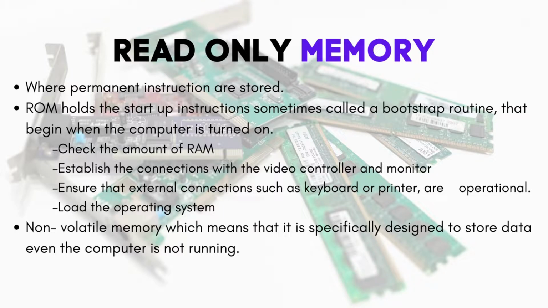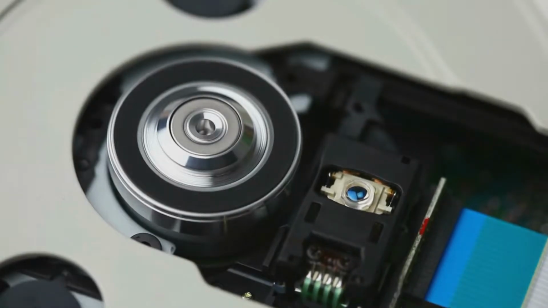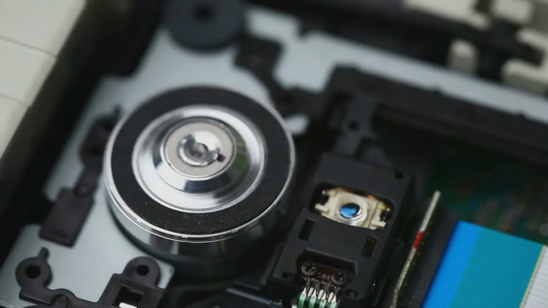ROM holds the startup instructions, sometimes called a bootstrap routine, that begin when the computer is turned on. Check the amount of RAM. Establish the connections with the video controller and monitor. Ensure that external connections such as keyboard or printer are operational. Load the operating system. It is non-volatile memory, which means that it is specifically designed to store data even when the computer is not running.